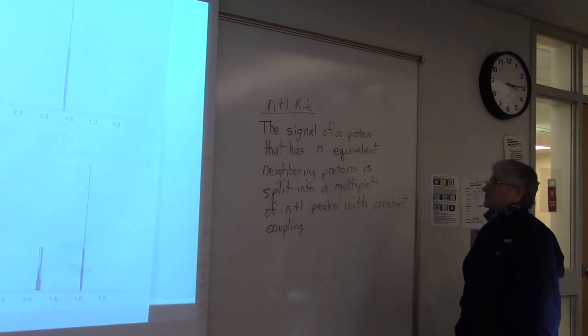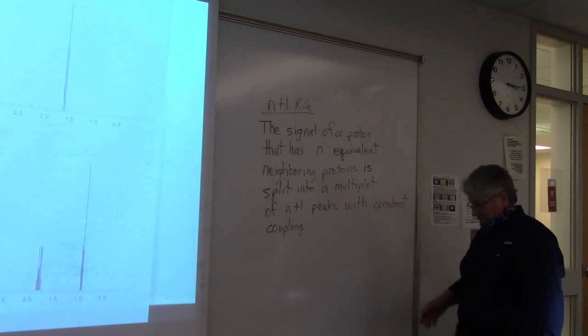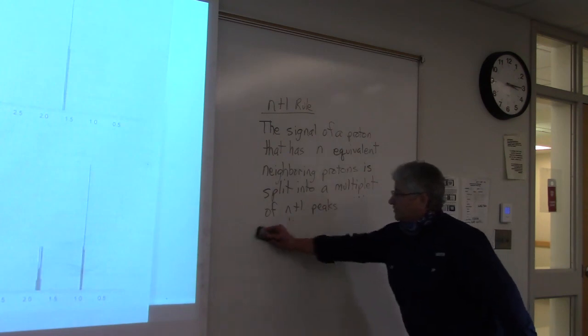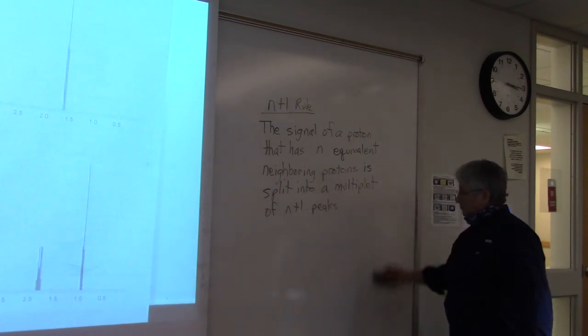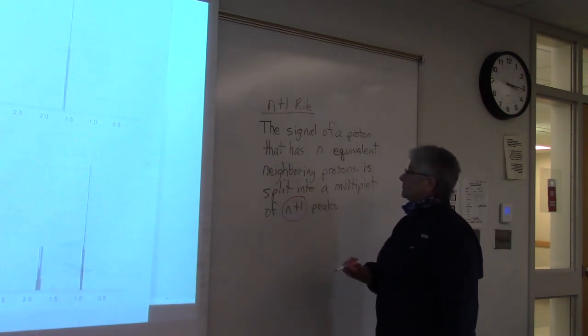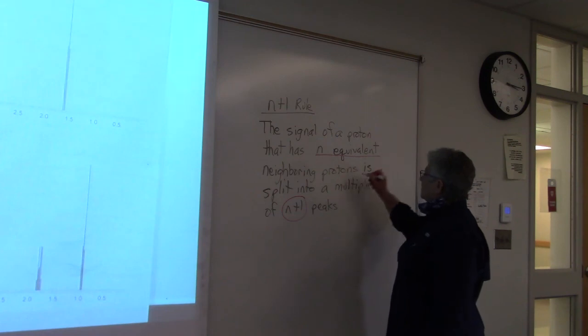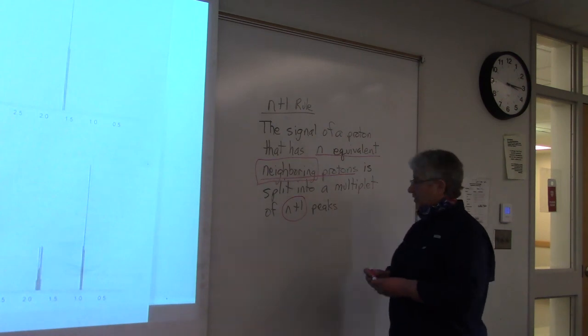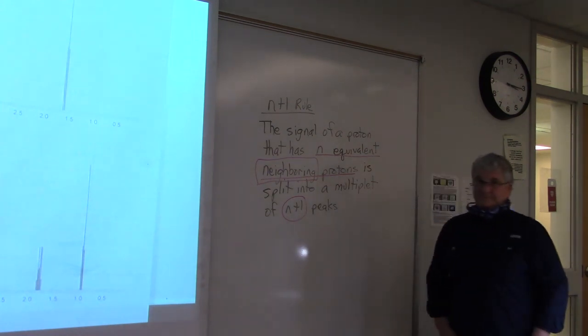So the N+1 rule: the signal of a proton that has n equivalent neighboring protons is split into a multiplet of n+1 peaks with constant coupling. With constant coupling, J values. For now I'm going to erase that, because that's not going to become important to us. But what is important to us is n+1 and n equivalent neighboring, and I'm going to highlight neighboring protons. Okay.